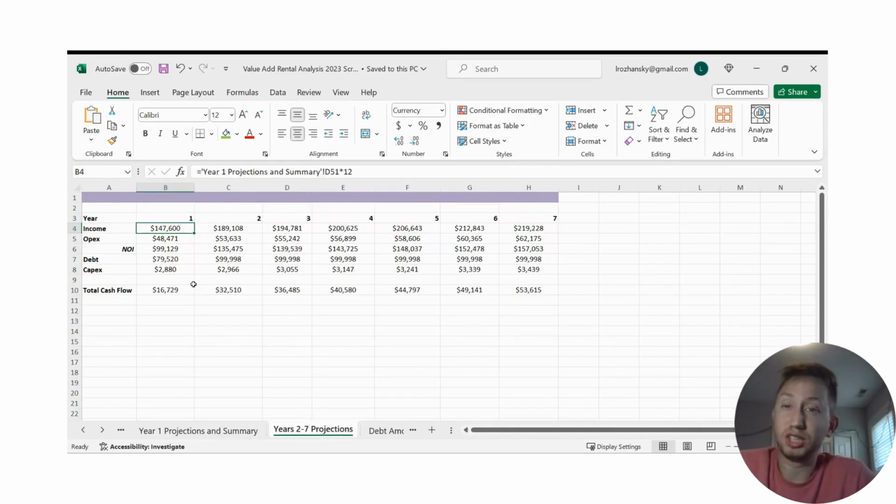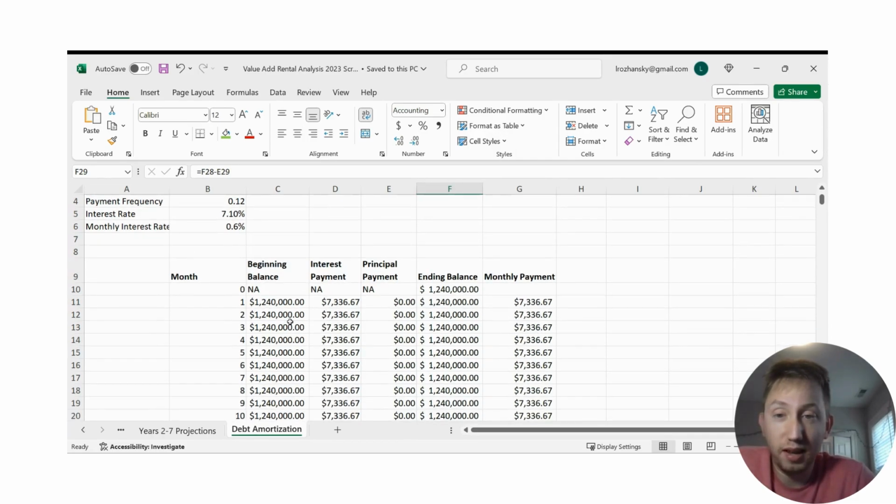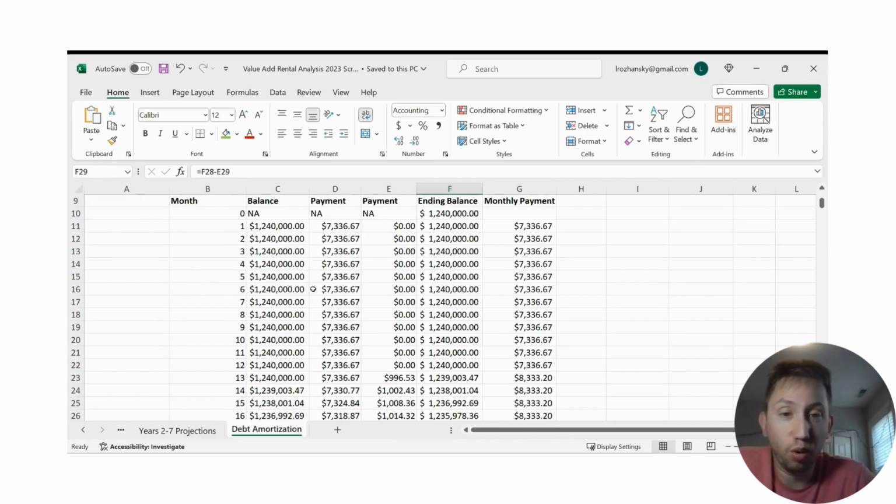Year 2 to 7 projections. You don't need to do anything here. This will automatically calculate itself. This is going to be basically a P&L projection for all the years 2 through 7. And then finally, there's going to be a debt amortization tab. Again, nothing you need to do in here. Everything will come out of the first assumptions tab, but you can see we have the loan amounts, amortization periods, and it'll basically give us a full debt amortization schedule.